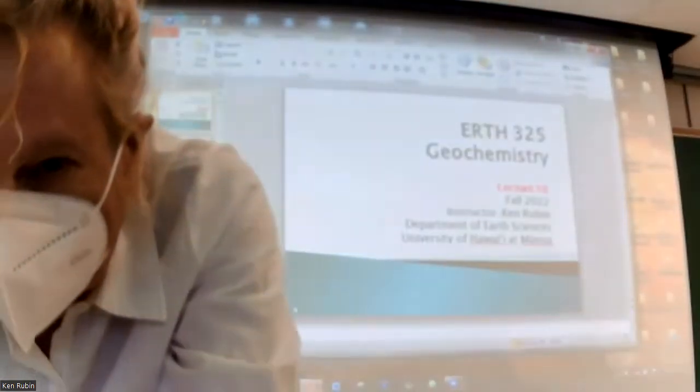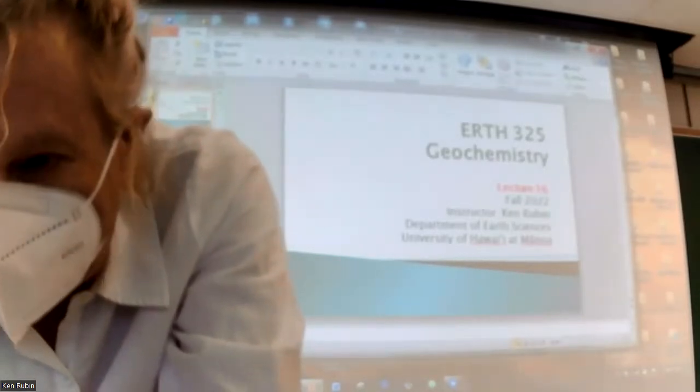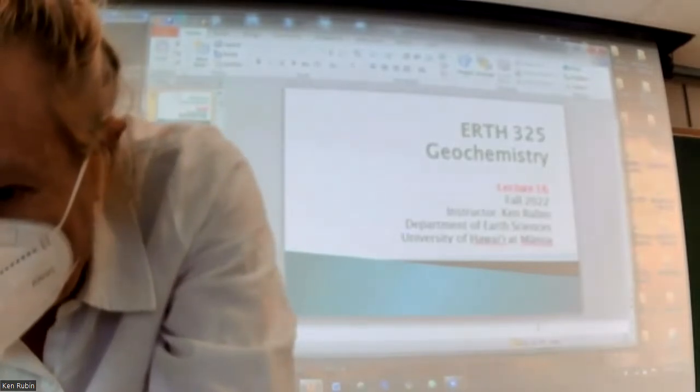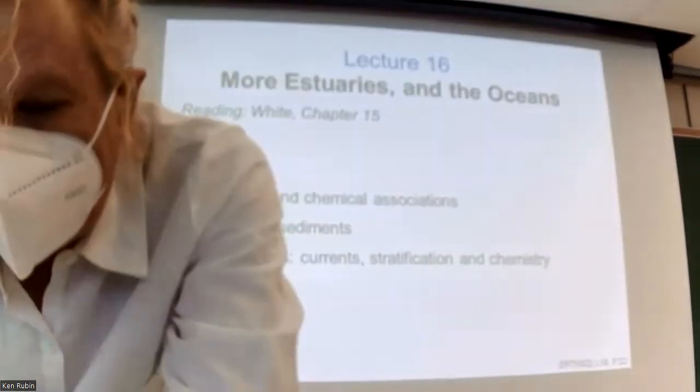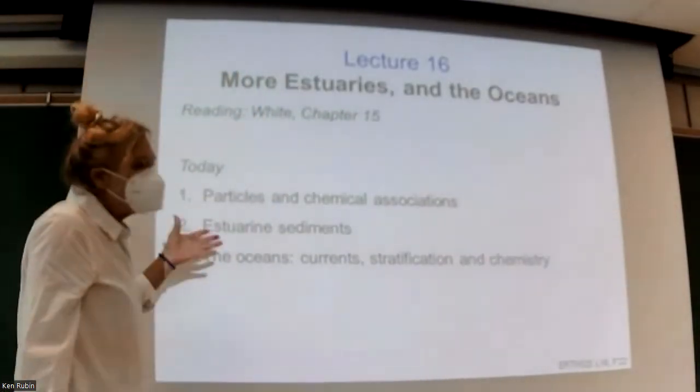So we're marching through the hydrologic cycle. Got a couple more weeks, and then we're going to switch and start talking about high temperature geochemistry. But today we're going to finish talking about estuaries.